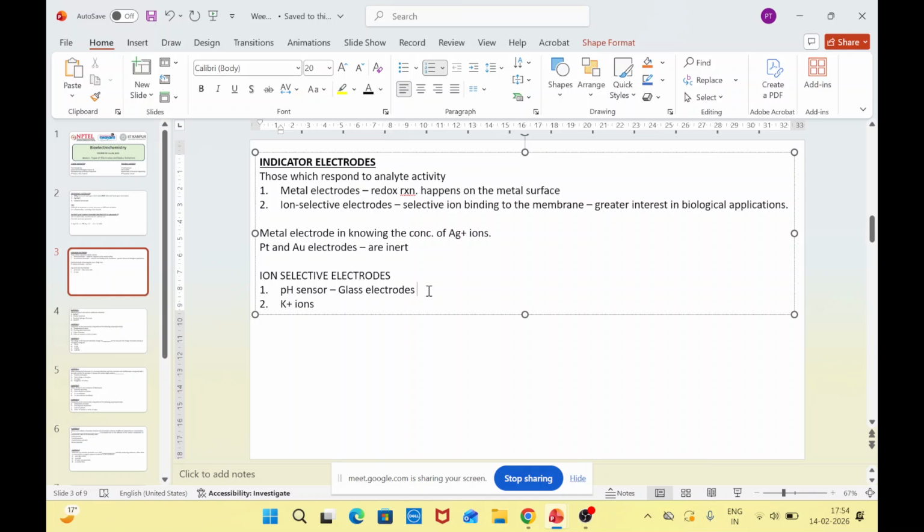How is this electrode typically used for detecting the pH? Anyone with any questions so far? Before we discuss, let's pause for some time. If you have any questions or queries, because this is more of an application of the ion selective electrodes. Before this, we discussed the metal electrodes concept. If you have any questions related to these metal electrodes, please feel free to ask me.